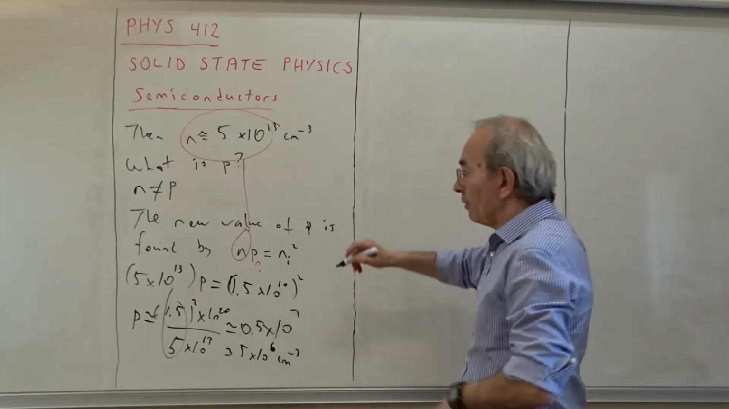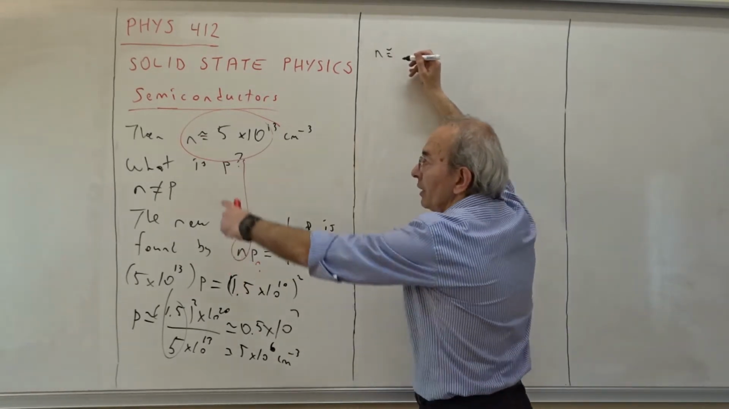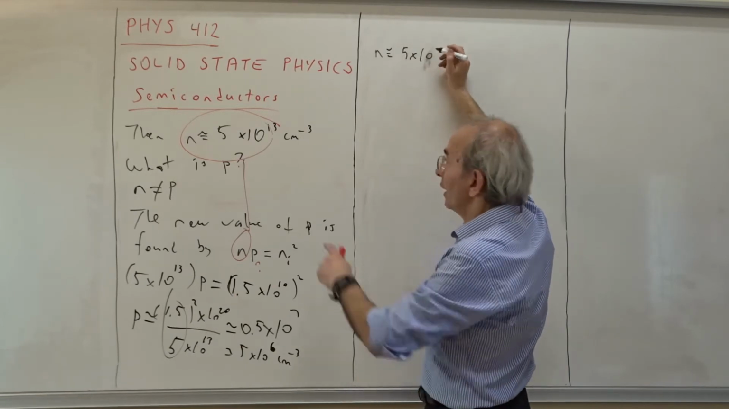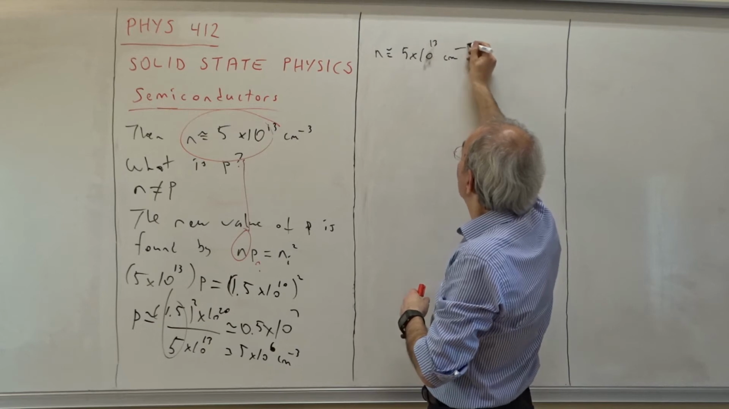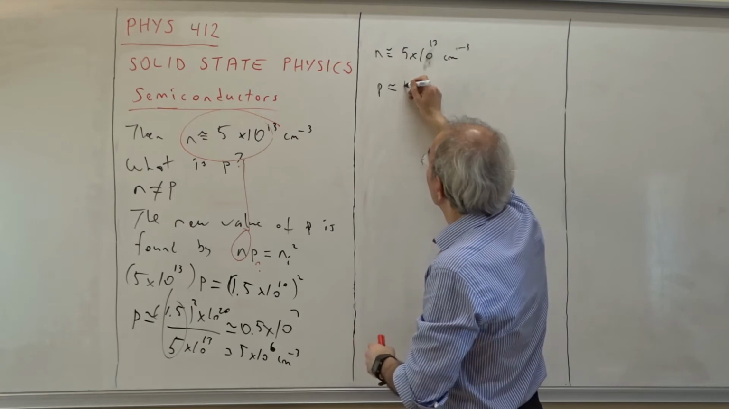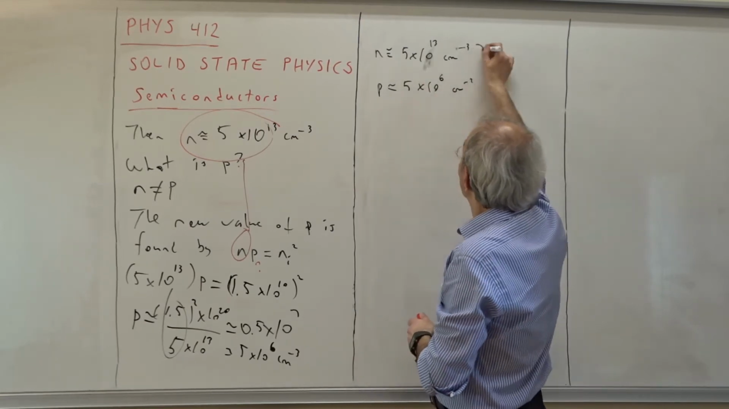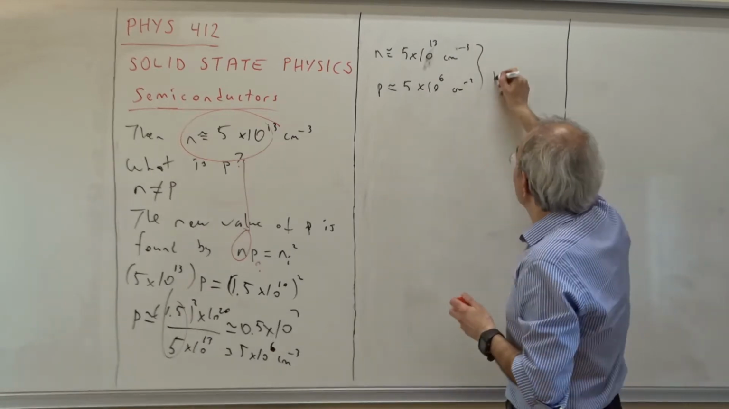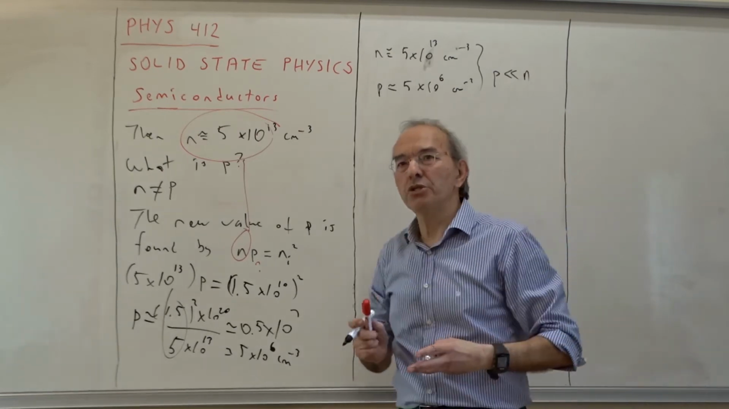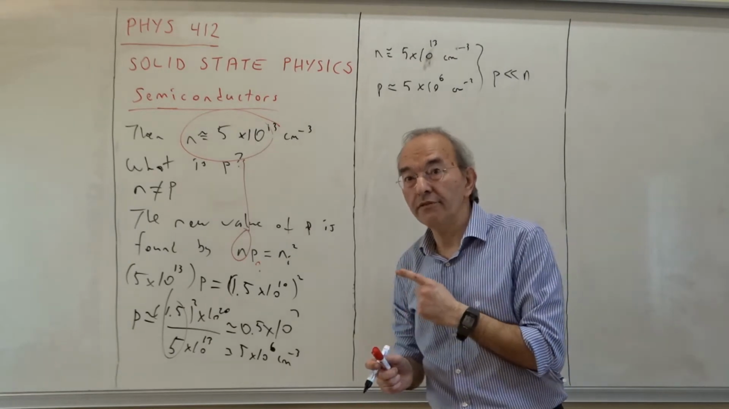Alright, now let me rewrite them to compare. N is approximately 5 times 10 to the 13 per cubic centimeter. The other, P, is only 5 times 10 to the 6. So here we understand that P is much less than N. So P is negligible. We don't add the second part to the conductivity.